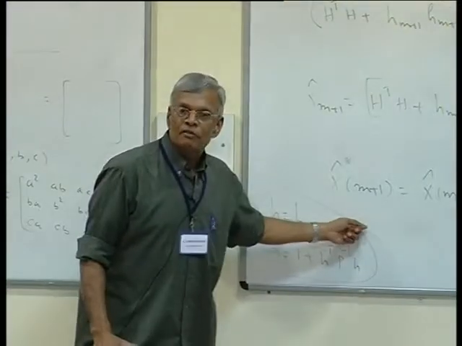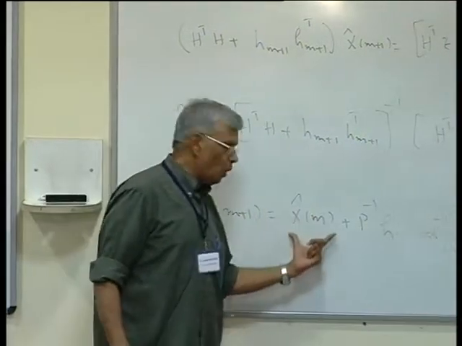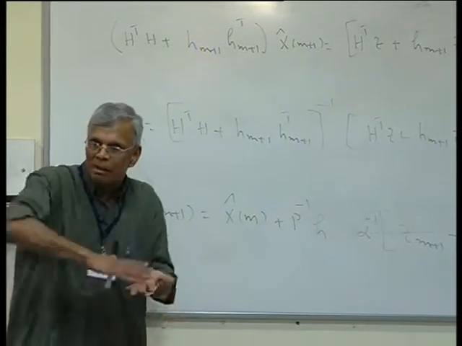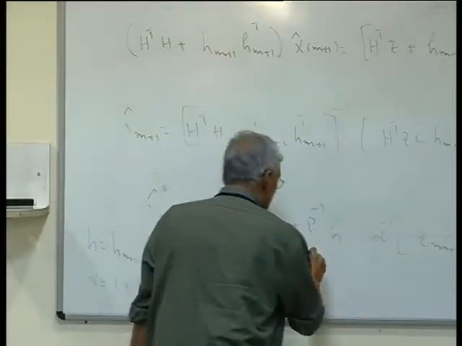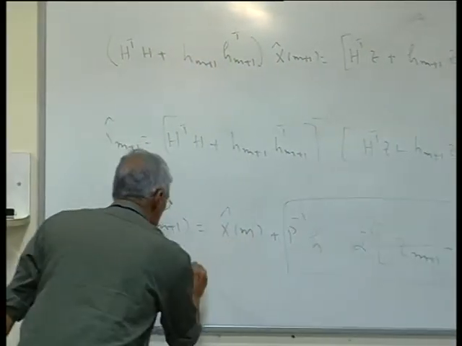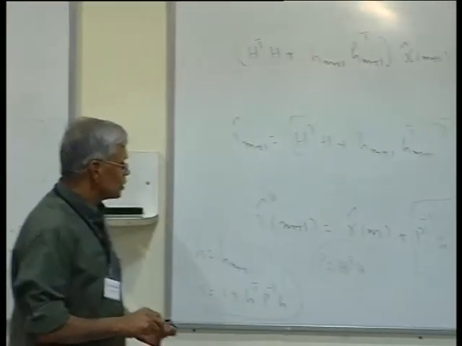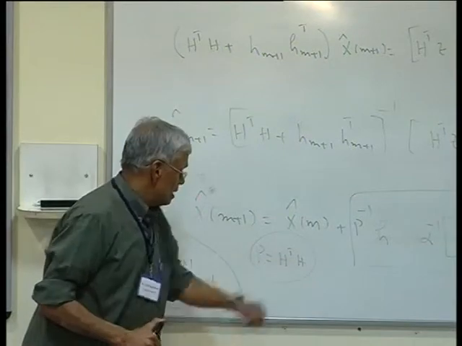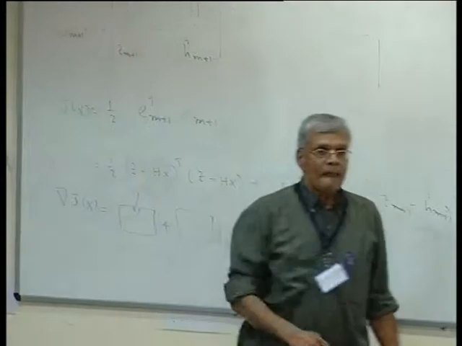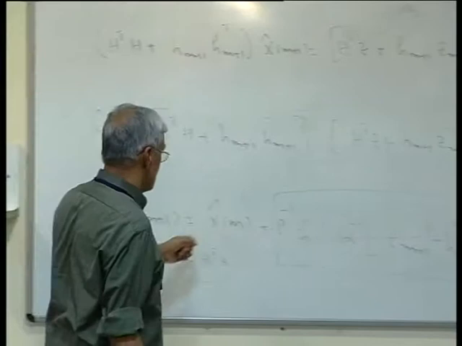There, we have delivered what we promised. The new estimate is the old estimate. I have preserved all my earlier work. I didn't destroy anything. I'm building on it. And what is the new thing? This is an add-on. Let us look at the structure of the add-on. And what is my P? My P is equal to H transpose H. My H is H M plus 1, which is my new row. My X star M is the old thing.